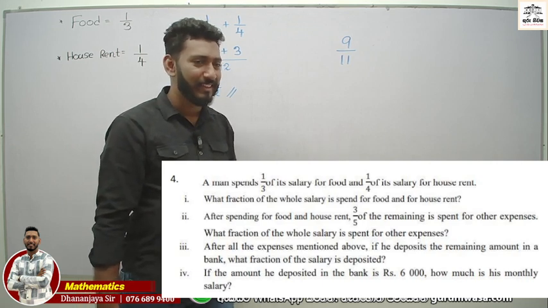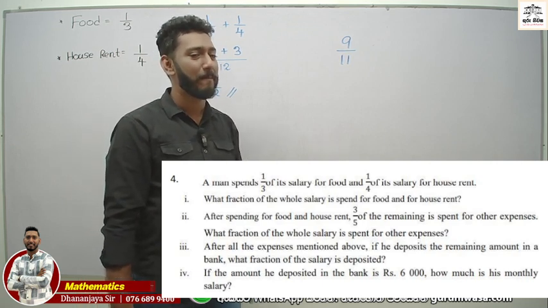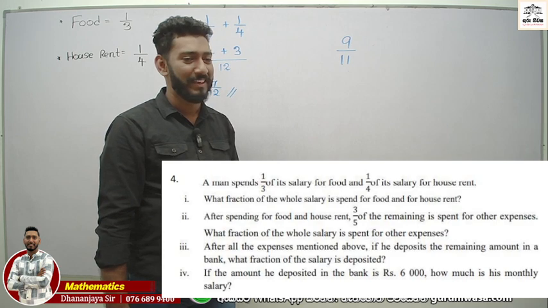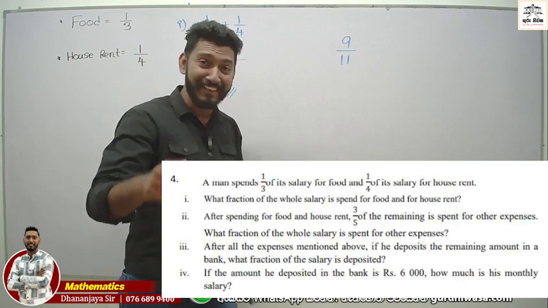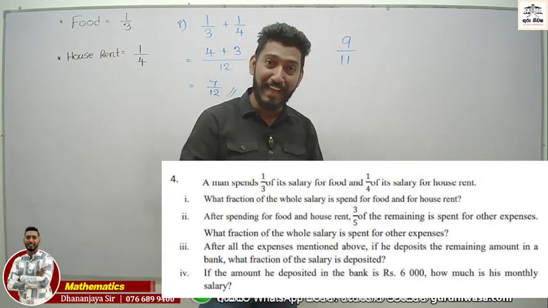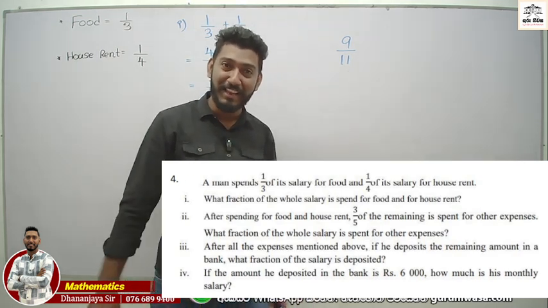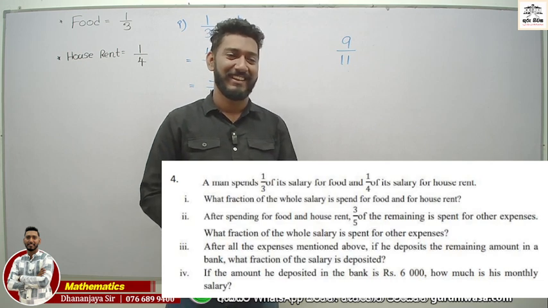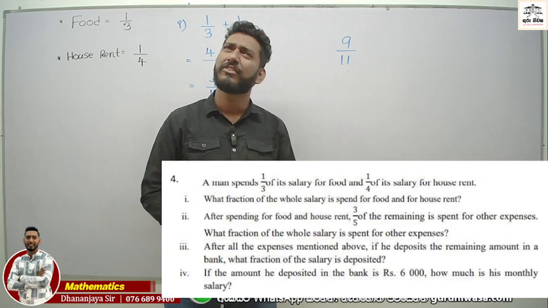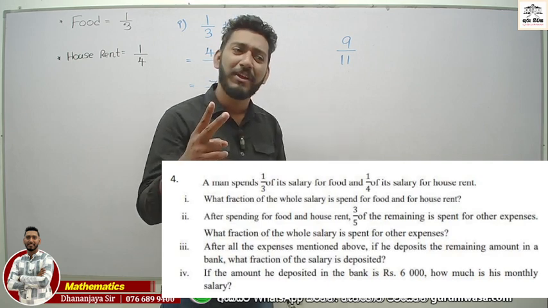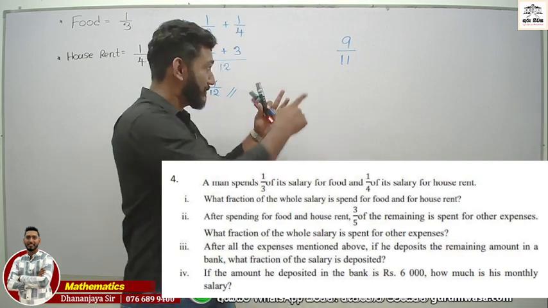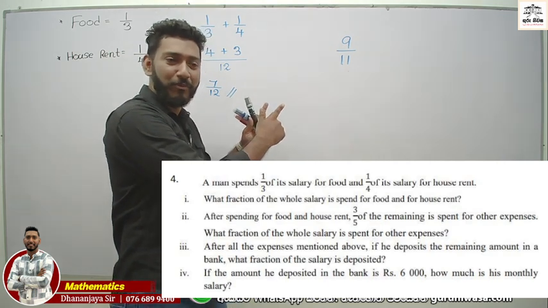3/11. Are you sure? 9 to 11. Tell me the answer. 9 to 11. You know? It's 3 over 4. Viduni, what is the answer?